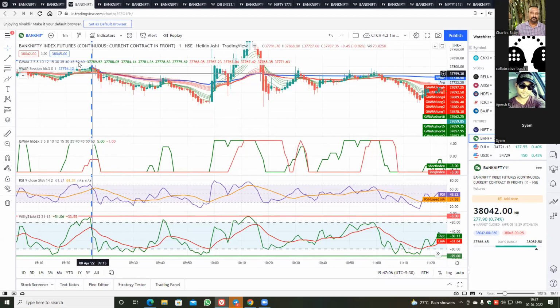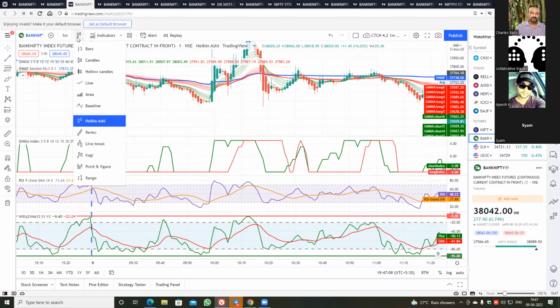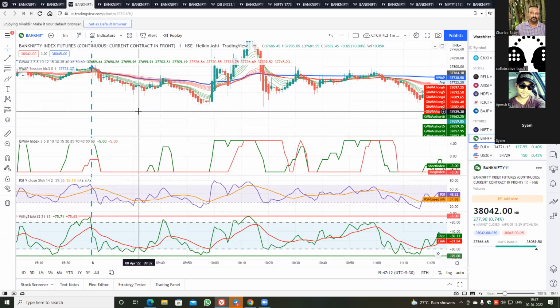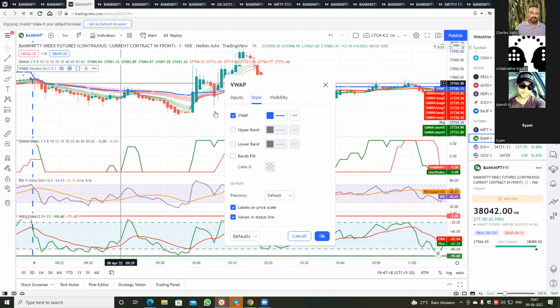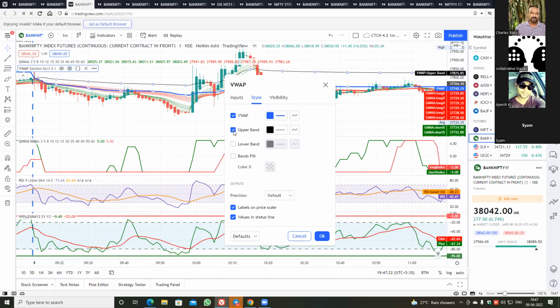We are using Heikin Ashi and the time frame is 1 minute. Here you can see the indicators. First is VWAP session. Here he has given the VWAP only, did not give these bands. If you want to fill, you can do it like this. Jagan sir provided us like this only.